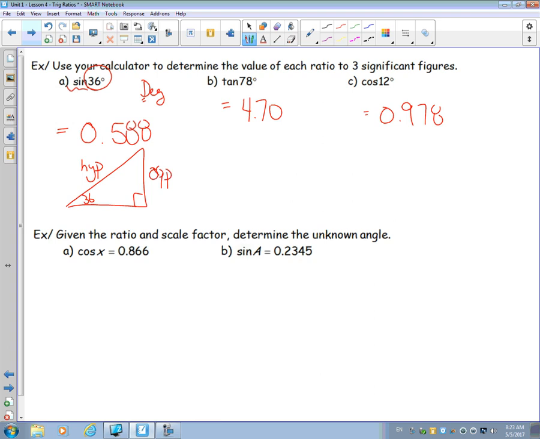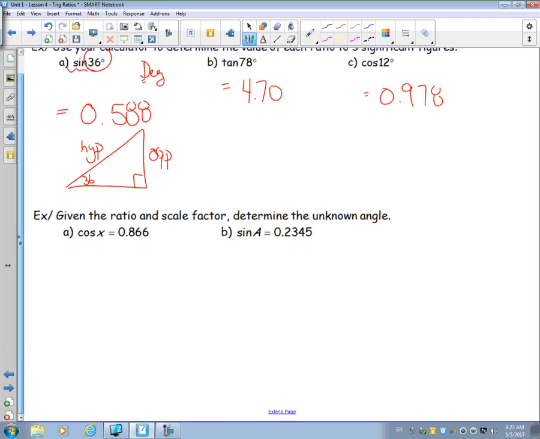Okay. If I have the ratio and I want to work backwards to figure out the angle, we can also do that. So forwards and backwards here. So in the second example, this one down here, I know that the cos of some angle comes out to 0.866. In other words, the ratio is given, find the angle. We can do this by taking what we call an inverse. And I'm going to take the inverse of 0.866. So whenever I want to find an angle, I'm using an inverse.